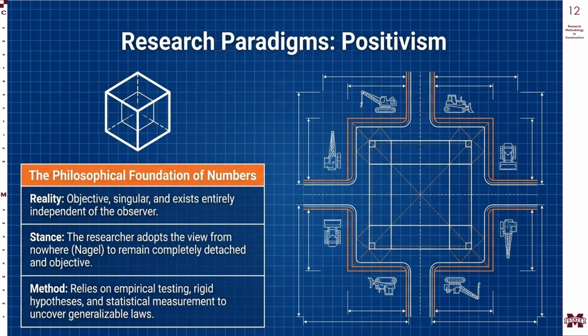This approach tries to achieve what Thomas Nagel called a view from nowhere. The researcher stays as detached as possible to avoid bias and to measure things objectively. Because it moves from theory down to data, positivism is strongly associated with quantitative methods and deductive reasoning. It's about critically investigating and testing ideas to reach verifiable conclusions.